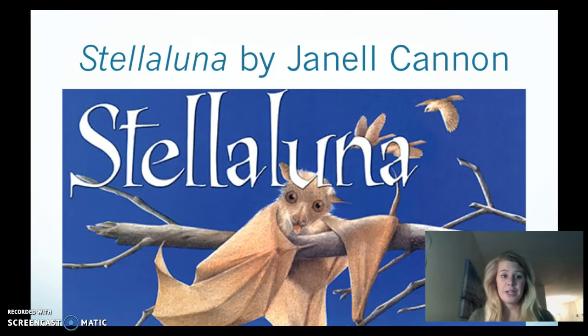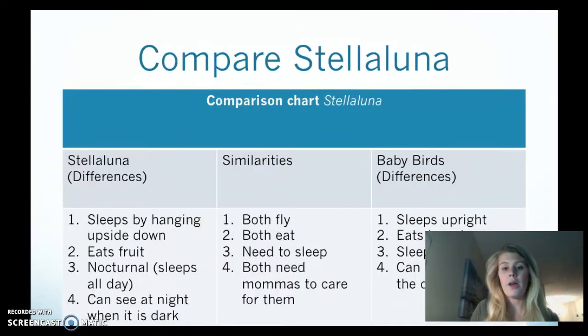Next, I'm going to read the book Stella Luna by Janell Cannon. As we listen, I'm going to pause and we can think about Stella Luna and the baby birds and how they are similar and different, and we will fill out a graphic organizer together. So then I would give them this blank comparison chart with Stella Luna, and we would fill this out during the reading.